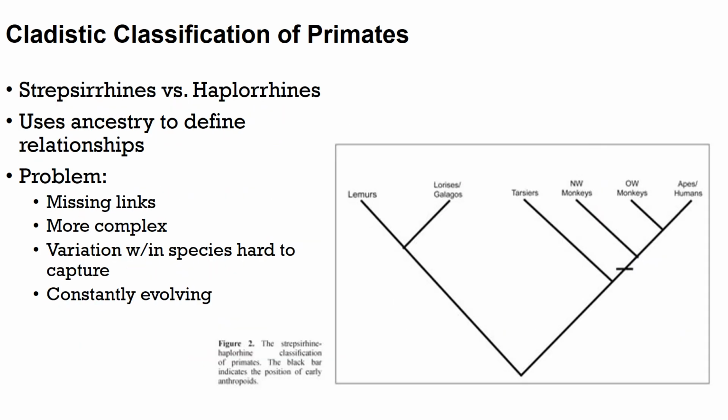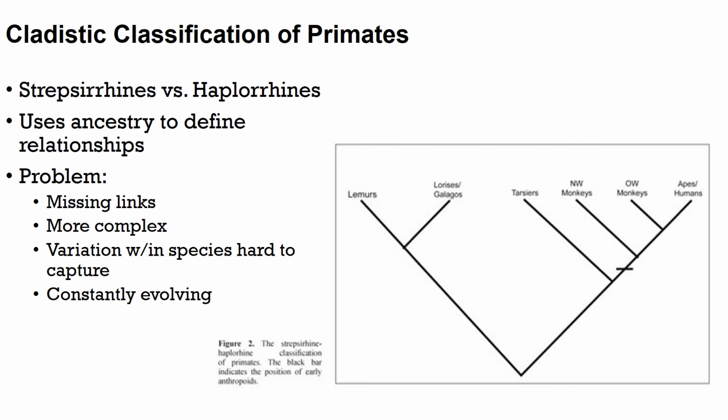Instead, we could also use a cladistic classification, which is what we see here. And the cladistic classification uses different terminology. So instead, it uses the terms strepsirrhines versus haplorhines and uses that to divide lemurs and lorises against tarsiers, New World monkeys, Old World monkeys, and ancient humans. The cladistic classification of primates is based off of clades or ancestry, using that to define relationships.